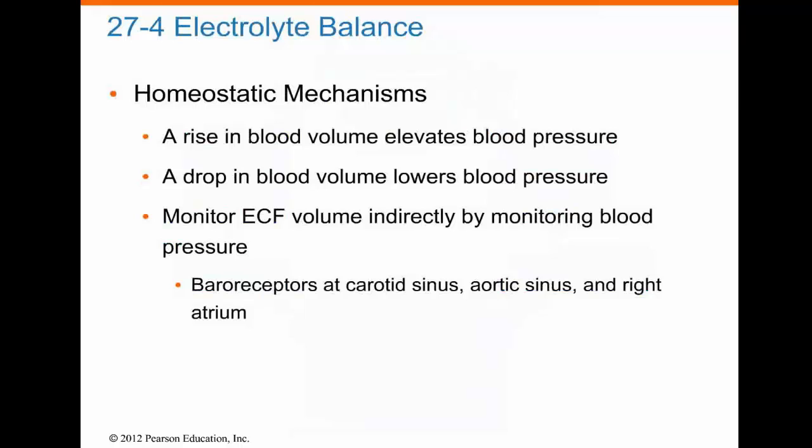So, as we said before, regarding the homeostatic mechanisms: a rise in blood volume elevates blood pressure. A drop in blood volume lowers blood pressure. The extracellular fluid is monitored indirectly by monitoring blood pressure. You can monitor blood pressure by the baroreceptors, baro meaning barometric pressure, baroreceptors in the carotid sinuses, in the carotid arteries, the aortic sinuses in the aorta, and the right atrium of the heart. We'll look at these in a few weeks when we look at the heart.